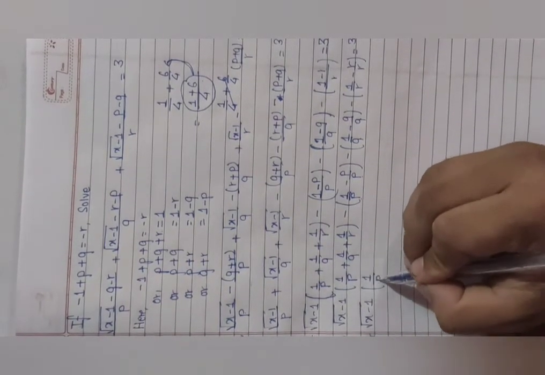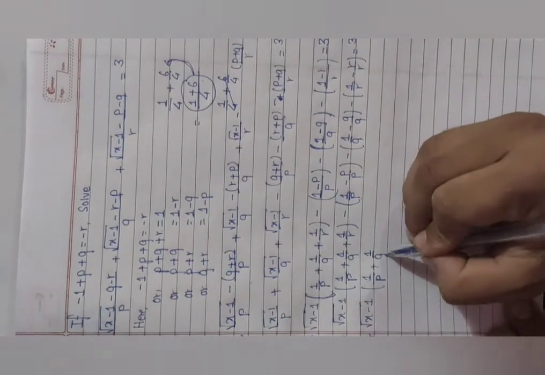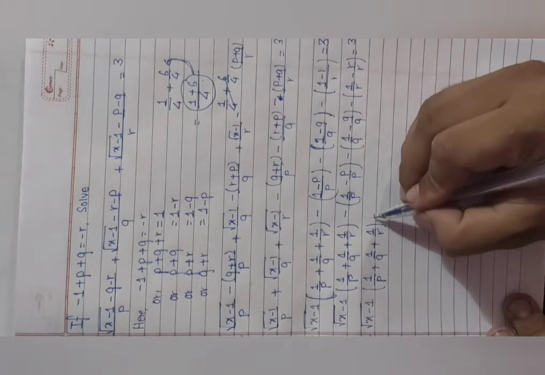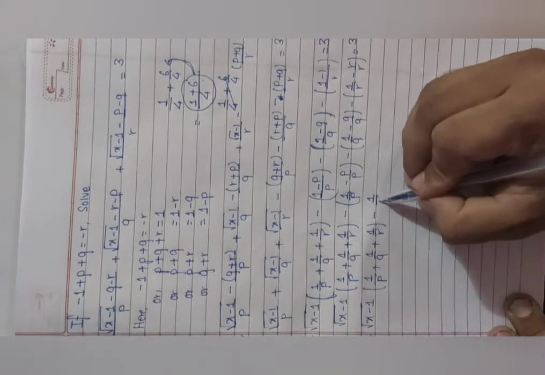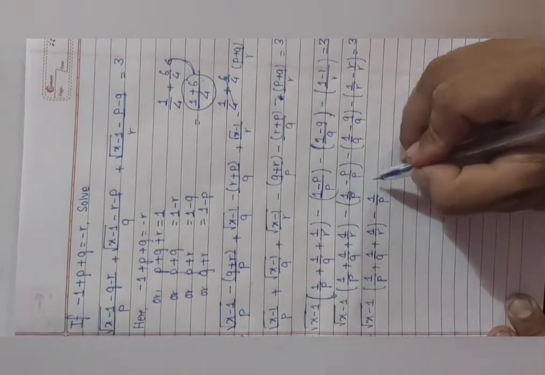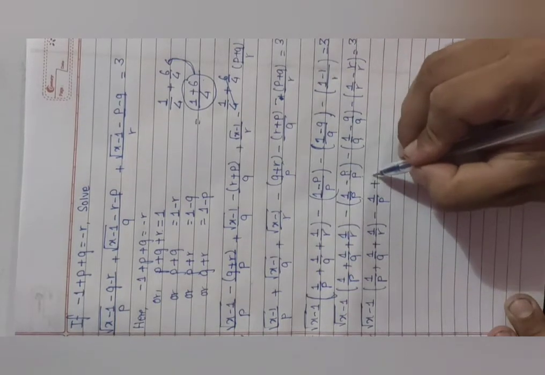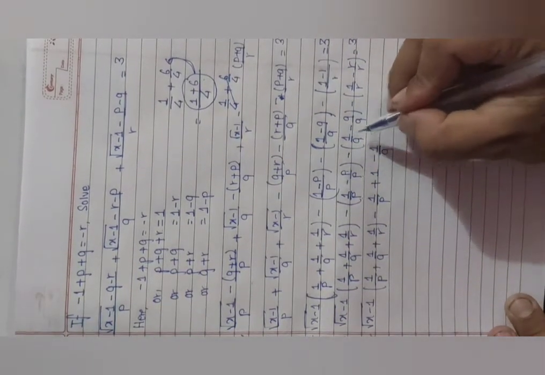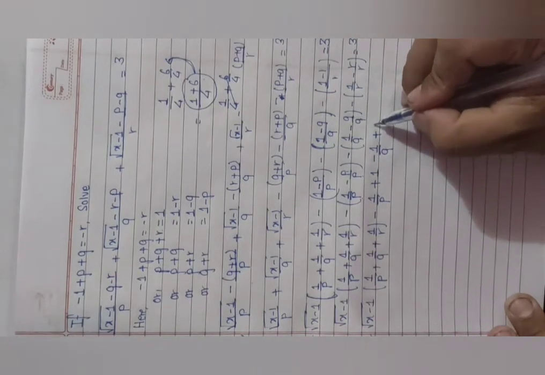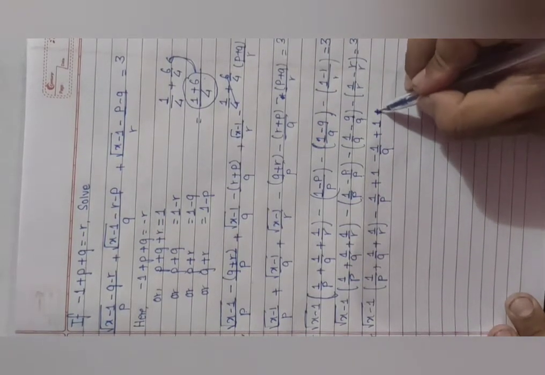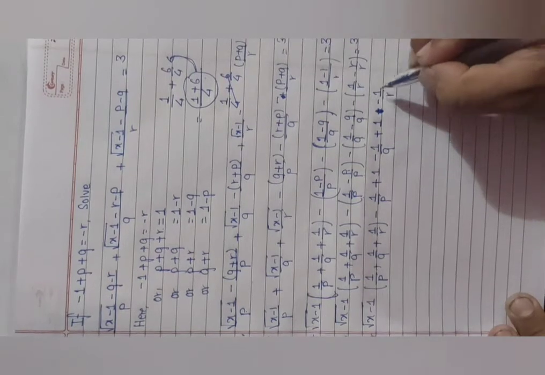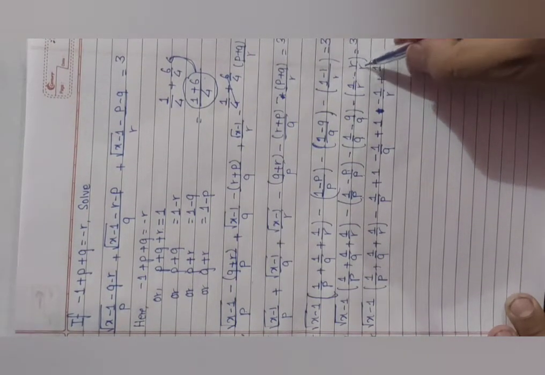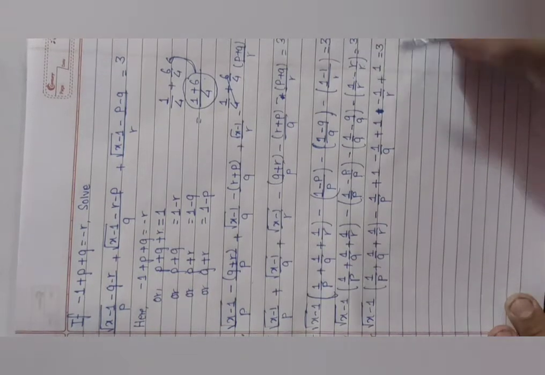Okay, 1 by p plus 1 by q plus 1 by r as it is. Now I can remove the bracket here. I can write minus 1 by p, minus minus will give you plus, p by p will give you 1; minus 1 by q, minus minus will give you plus, q by q will give you 1 as well. Similarly, minus 1 by r, minus minus will give you plus, and r by r will give you 1 as well.